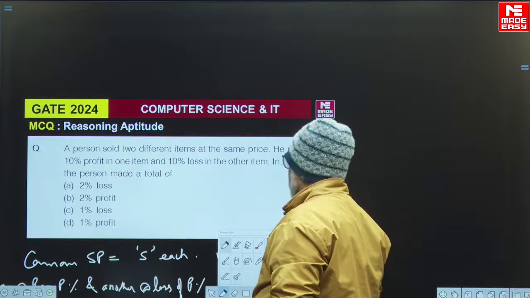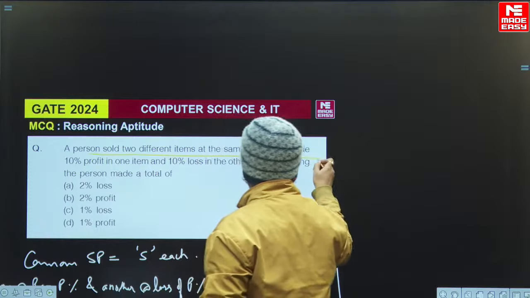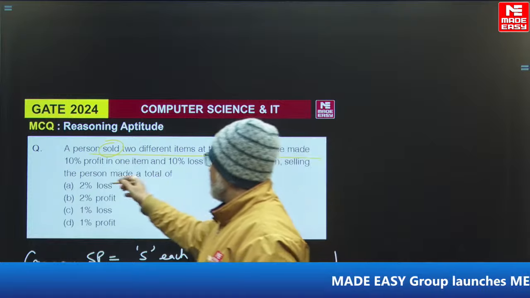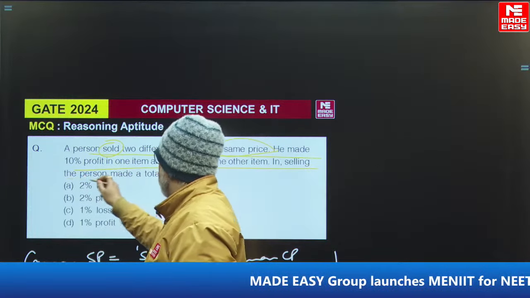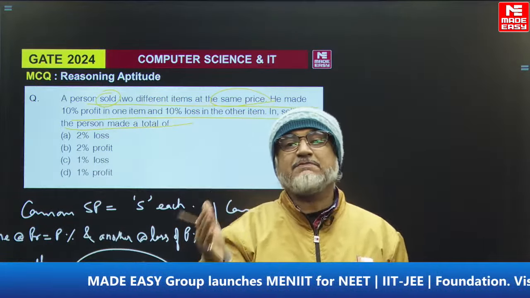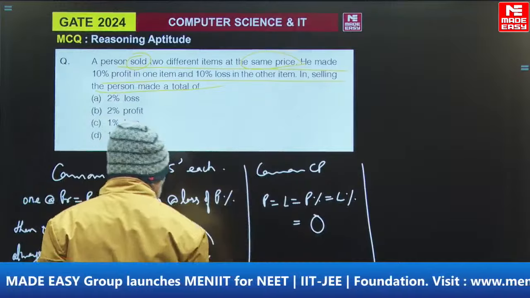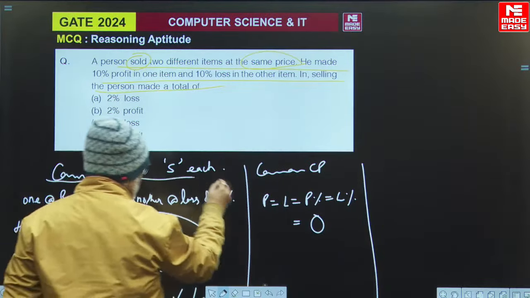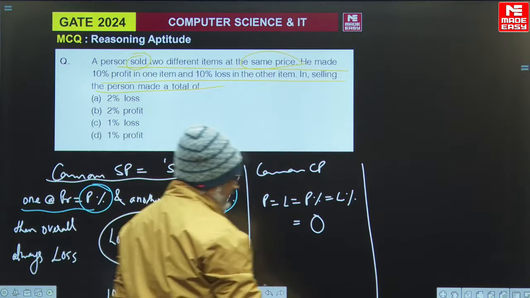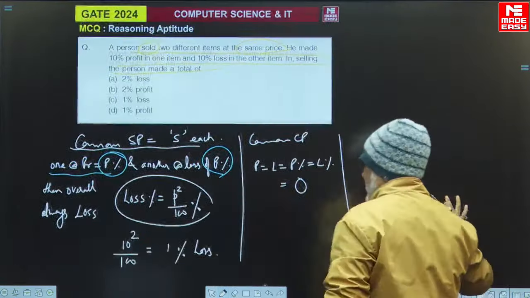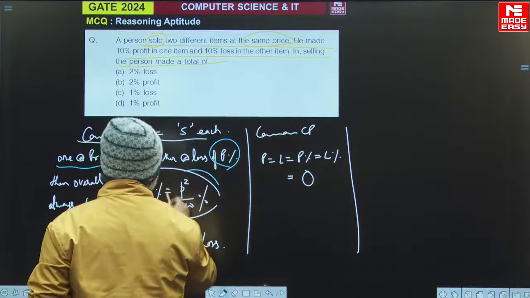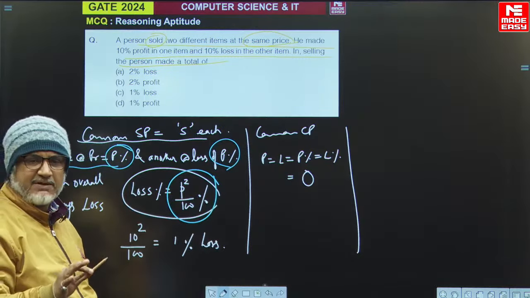Now, in the case of common CP, a person sold 2 different items at the same price, sell hai, iska matlab they have a common CP. He made 10% profit on one and 10% loss on the other, then what will be the profit or loss percentage? 2 articles are sold at a common SP. Please mind one thing, common SP. This was a rule that has been in your notes as well. Common SP of capital S, each one is sold at a profit of P% and another at a loss of P%, then effectively there is always a loss, and the percentage of the loss will be given by P square upon 100 percent. The complete derivation is in the class notes, and your formula is also there.